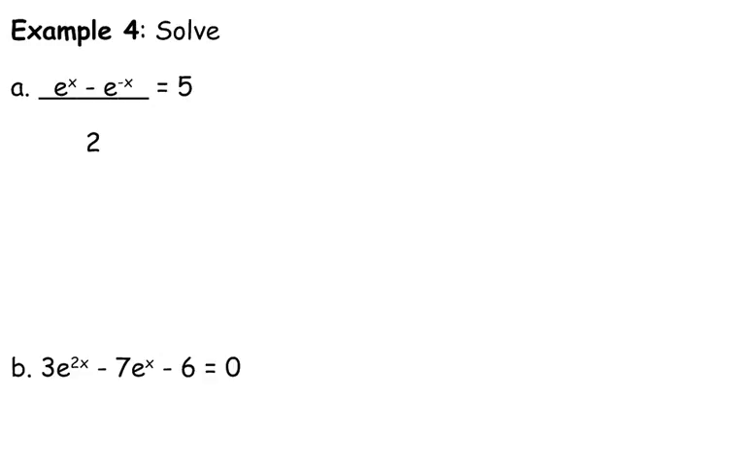Is there anything that we can move, change? Yeah, we can get rid of that too. We can multiply both sides by 2. See what that gets us. Okay, multiply both sides by 2. So we get e to the x minus e to the negative x is equal to 10.